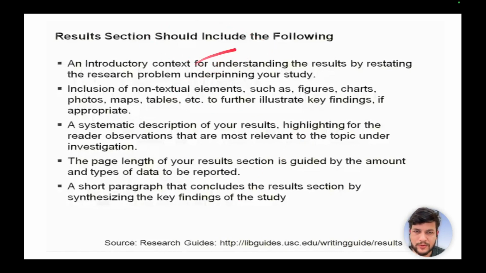So the results section includes the following. When you write any result, give a brief introductory content for understanding the result by restating the research problem underpinning your study. For every result, give a brief introduction, not that much detail, because you have already given the introduction of the paper. Maybe one or two lines on why you have done it, what its importance was, or why you did this after doing one experiment. So one introductory line should be included.